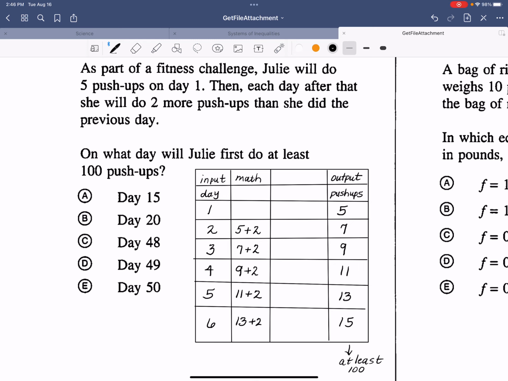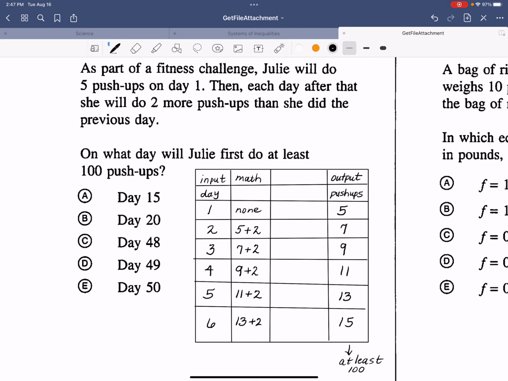Okay. And on day 1, there was no math to do. We just wrote the 5 out there. So stop the video if you need to and make sure that you really understand where these numbers are coming from, because that's the key to this next part. Normally, they'll give you an input-output table and ask you to write the function. But this time, they made us build our own input-output table. And the way I knew to do an input-output table is because we have a pattern going on. Every day, she's doing the same thing over and over.